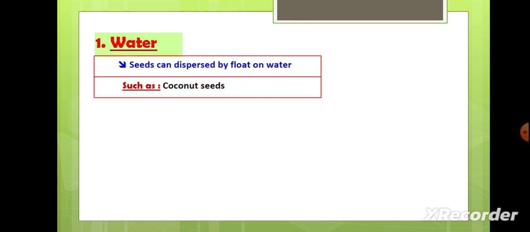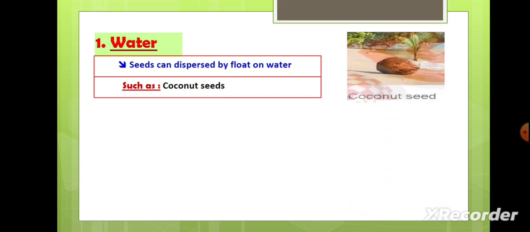The seeds can be dispersed or moved by water when they float on water, like the coconut seed. Can the seeds move like we can move with legs? No, they can disperse in several ways. The first way is by water. Seeds are dispersed by water when they float on water, like the coconut seed.